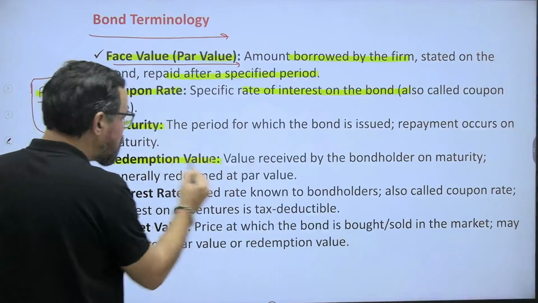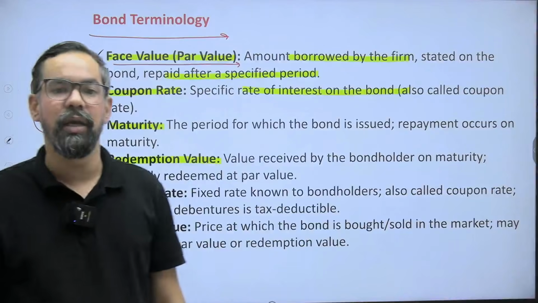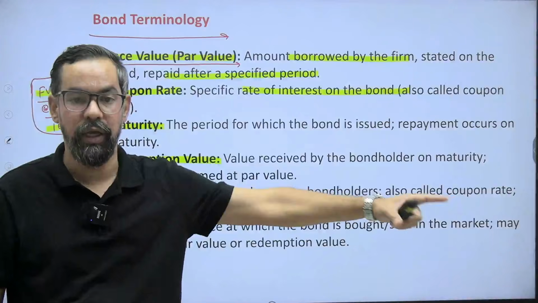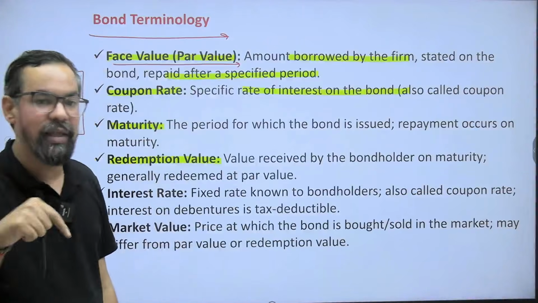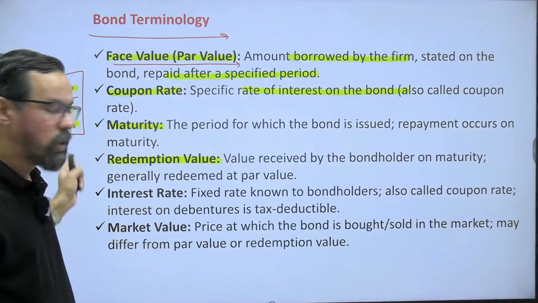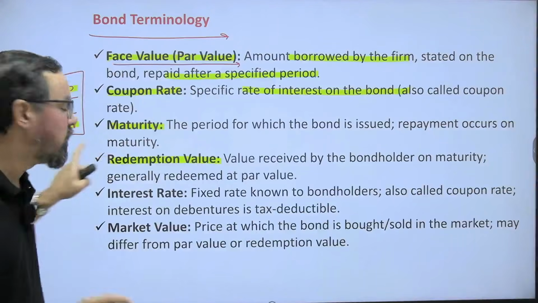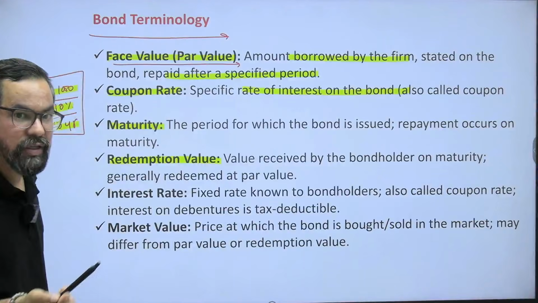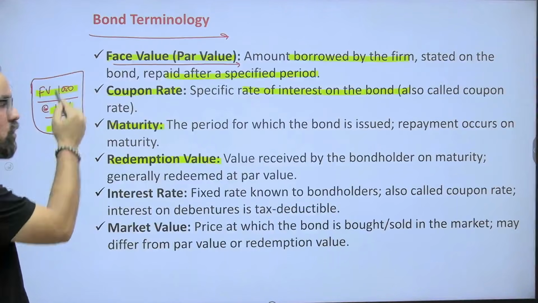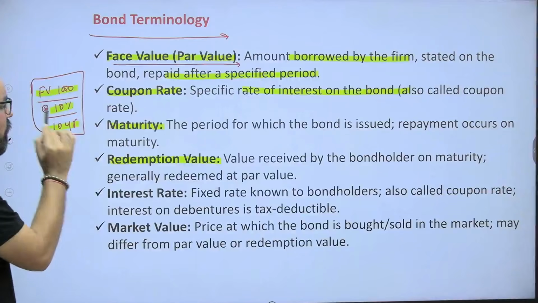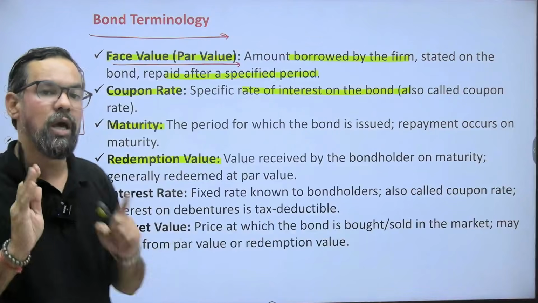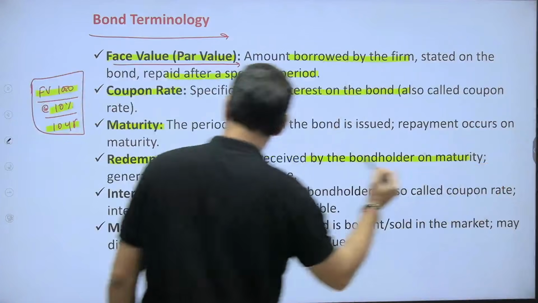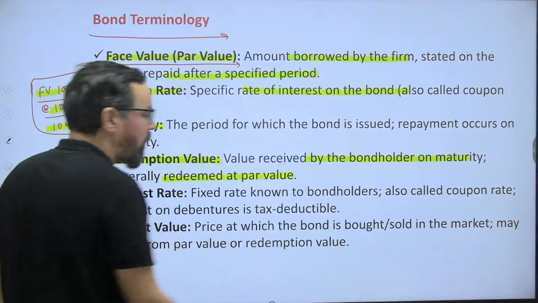Redemption value is the amount I'll get as an investor if I purchase this bond and hold it till maturity. Let's say at the end of the first year, the redemption value will be 1100. How did it come to 1100? 1000 rupees is the face value which we have invested. We got 10% return, and 10% of 1000 is 100. So 1100 rupees is the redemption value if the bond period is 1 year. The value received by bondholders on maturity is generally redeemed at par value.